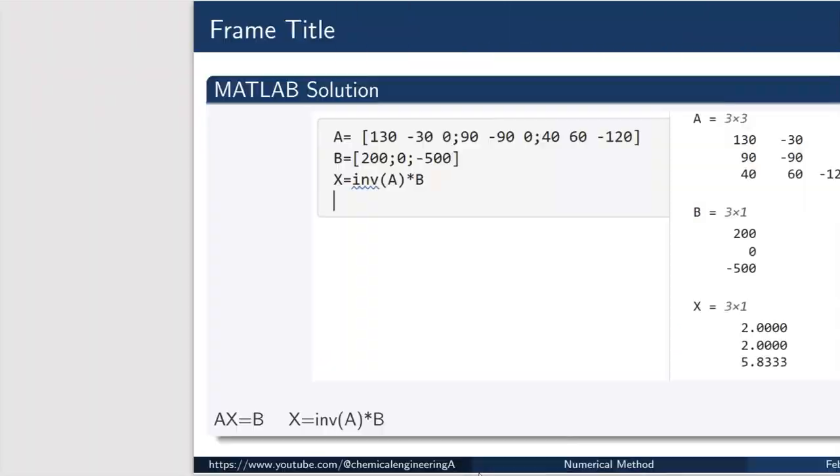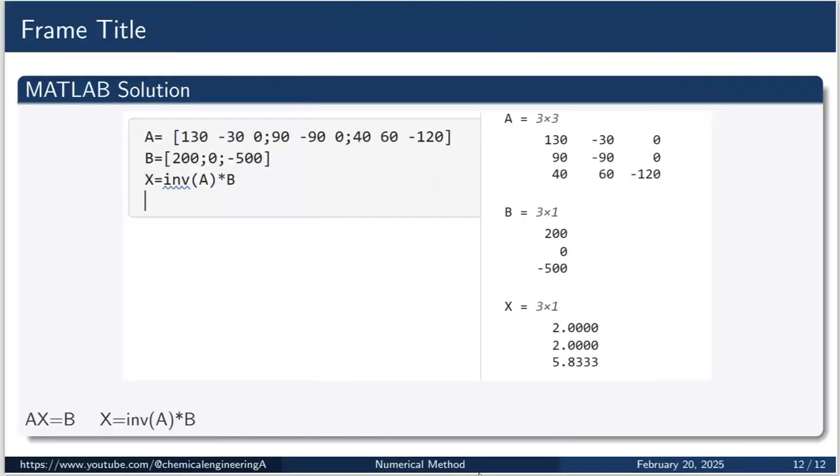I also did the MATLAB calculation, X equal to inverse of A into B, and I got a similar result. Here this is C1, this is C2 and this is C3. So these are the solutions. So that's it. Thank you.